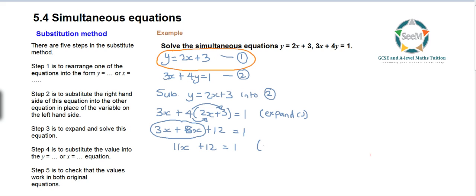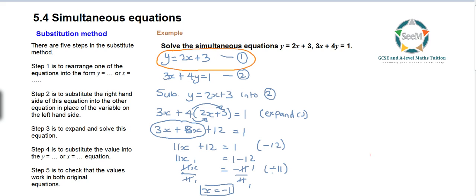To get x on its own, we need to take 12 away from both sides of the equation, so we're left with 11x. 12 take away 12 is 0, and 1 take away 12. So we've got 11x equals 1 take away 12, which is minus 11. To solve for x, we just divide both sides by 11 to get rid of the 11 on the left hand side. 11 goes in 11 one time. So our solution is x equals minus 1.